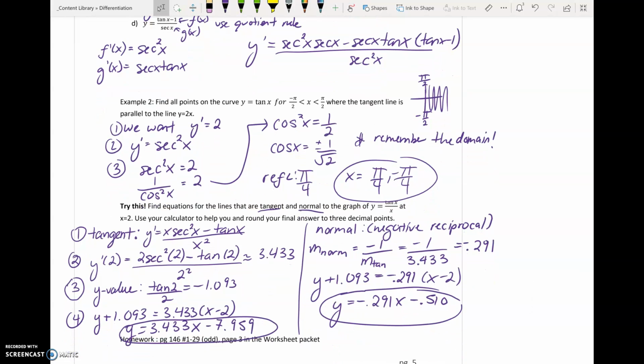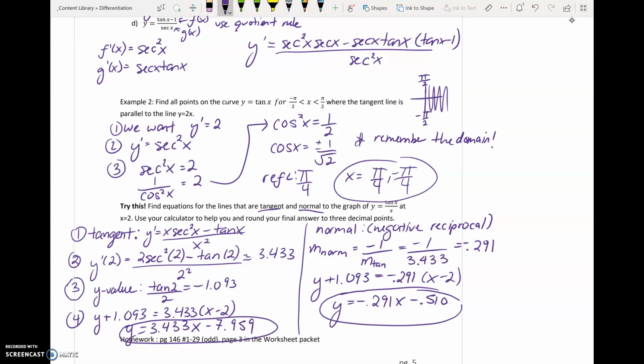Okay, so we want to find the tangent line and the normal line to y equals tan x over x. The first thing you want to do is differentiate y. And you're going to use your quotient rule for this. After you find that, you're going to plug in x equals 2 to find what your slope is going to be. This 3.433 is your slope for the tangent line. You have your x value. You also need to find your y value. So you're going to plug in x equals 2 into the original graph of y equals tan x over x to find your y value.